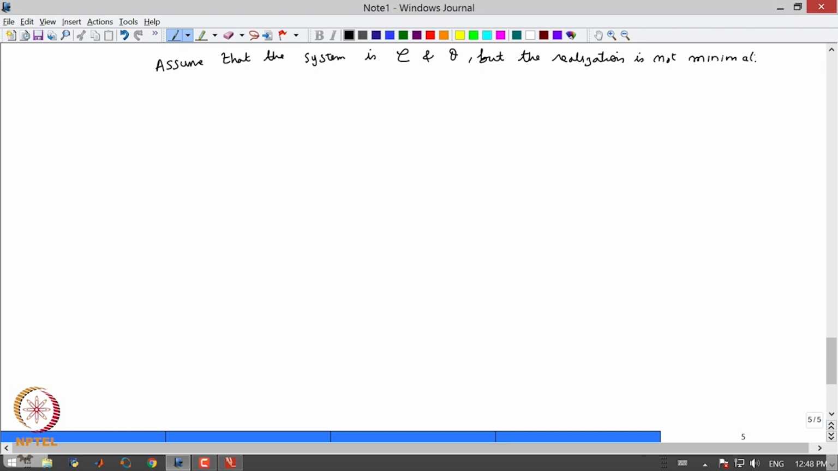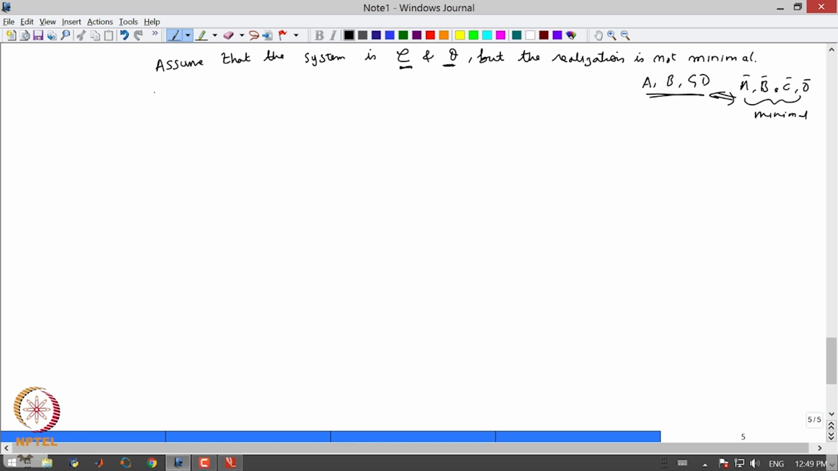So what does this say? I assume that when the system is both controllable and observable, I can find a realization A, B, C, D that is not minimal, which means there exists some other A bar, B bar, C bar, D bar that is actually minimal, and then we will show that these two are actually the same. That there cannot be a realization which is more minimal than this one.